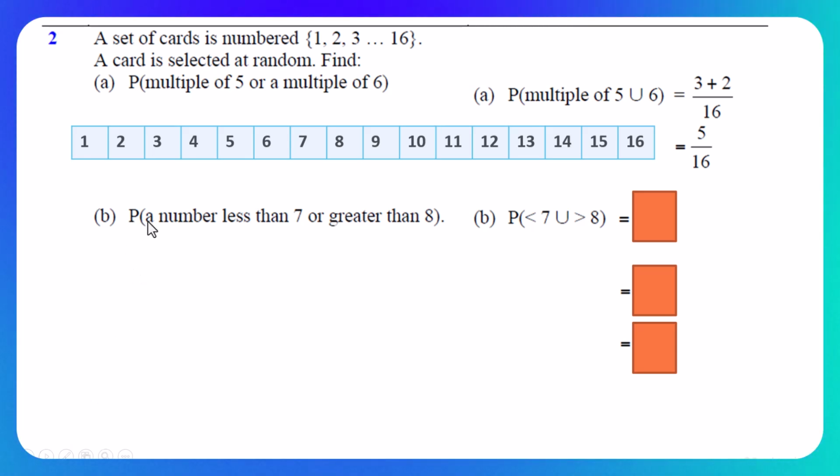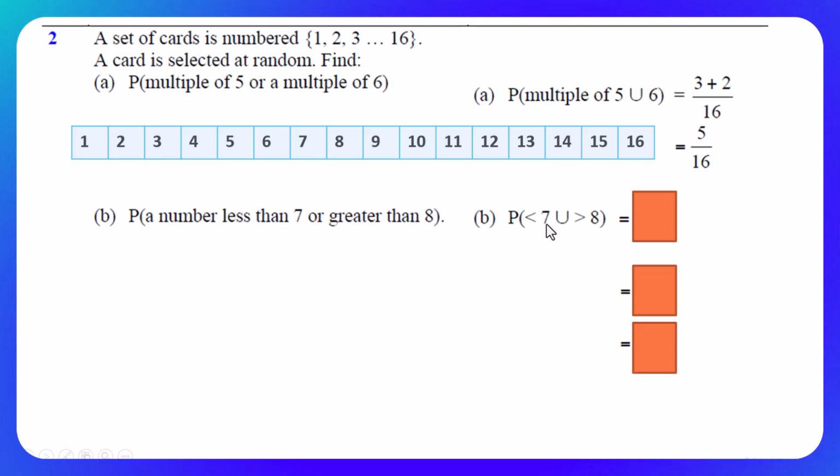Now we want the probability of a number less than 7 or greater than 8. Or always means the U, and it always means to add. So this is the notation that I'm using for probability. The numbers that are less than 7, let's count those, are 1, 2, 3, 4, 5, and 6. So we have 6 of those. And greater than 8, we have 9, that's 1, 10, that's 2, 11, that's 3, 4, 5, 6, 7, 8.